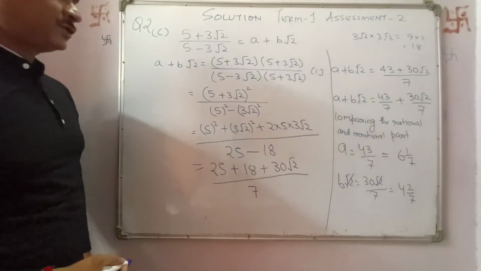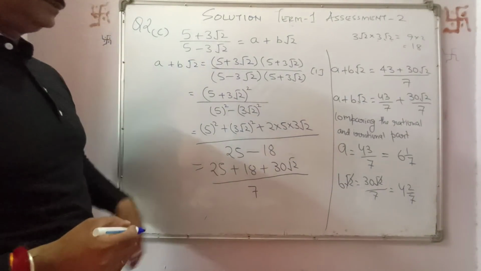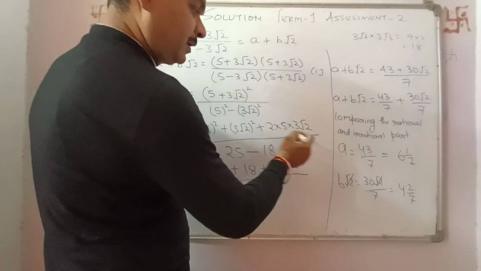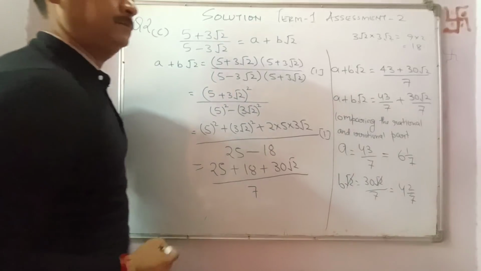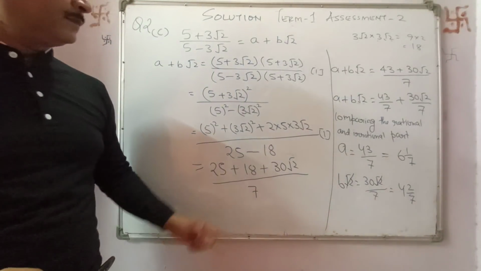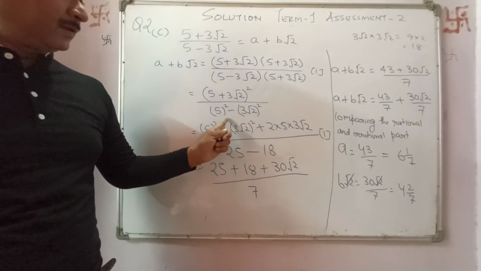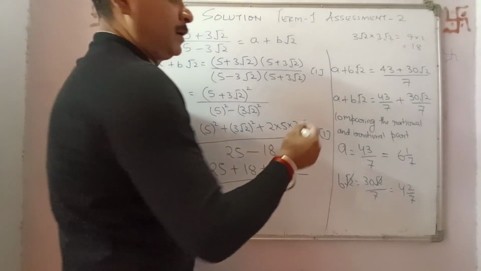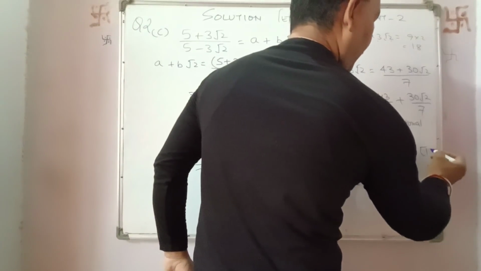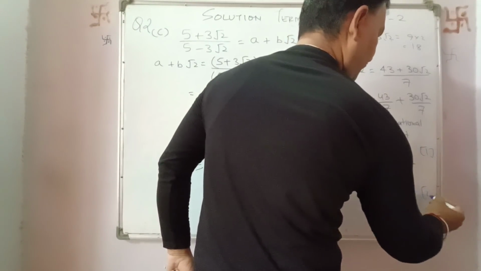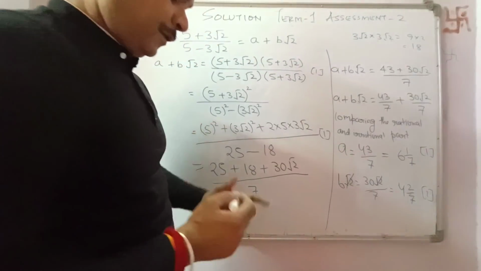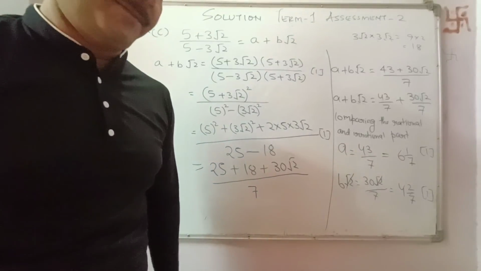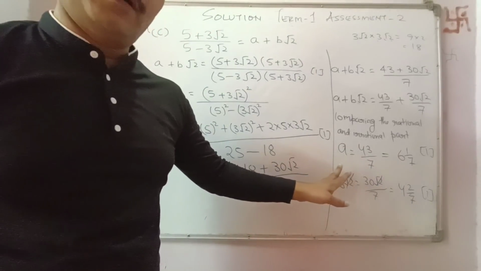Now mark distribution. 1 mark for this, 1 mark for either of the correct expansion, either for the expansion or for this factorization or expansion. Now 1 mark for the correct value of a and 1 mark for the correct value of b. 43 by 7 and 30 by 7, these answers will not be accepted, as I have already told you people.